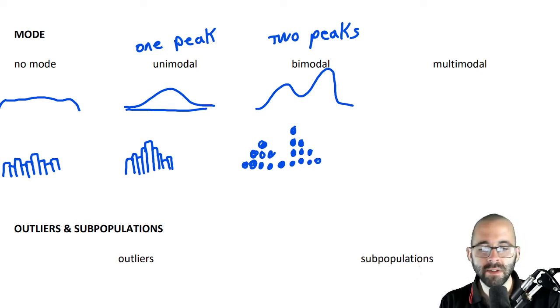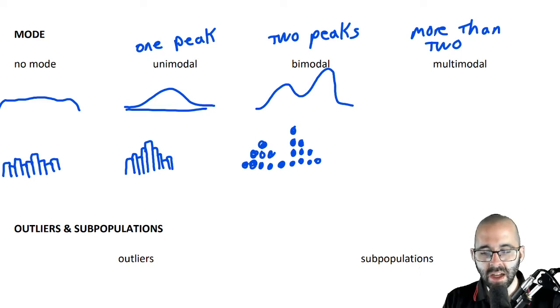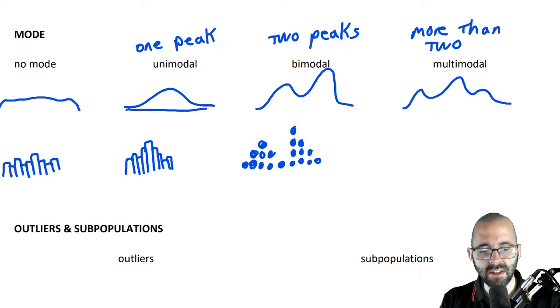And then multimodal is just going to be more than two peaks. It's kind of interesting, right? Multimodal and no mode can sometimes look similar. But maybe we'll have something like this. Here's three prominent peaks, etc.